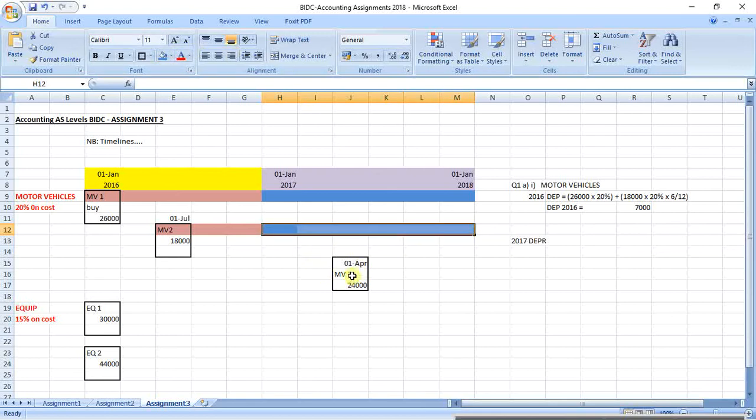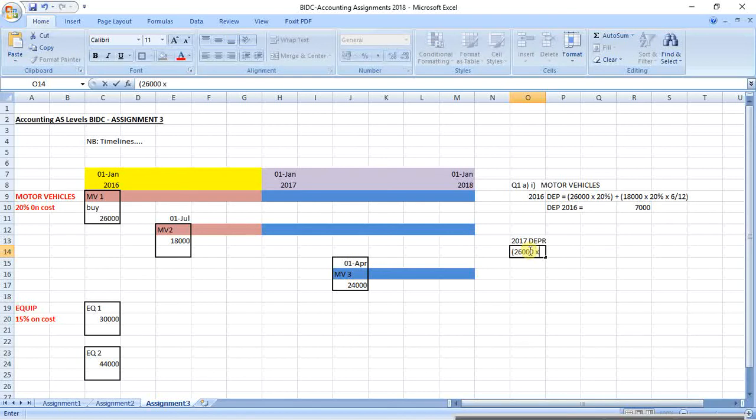Did I have this vehicle for the whole year? No, I only had that for part of the year. Does that make sense? Okay, so depreciation for 2017. You tell me what the depreciation for 2017 is going to be. So it's going to be your 26,000. Okay. Times 20%. Yes. Times 24 months. No, not 24 months.